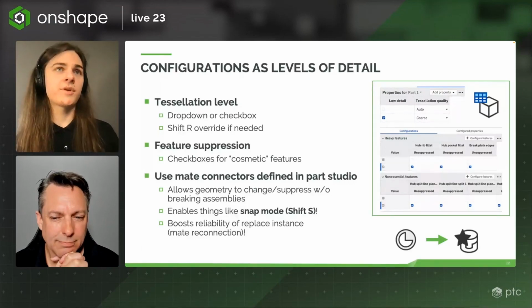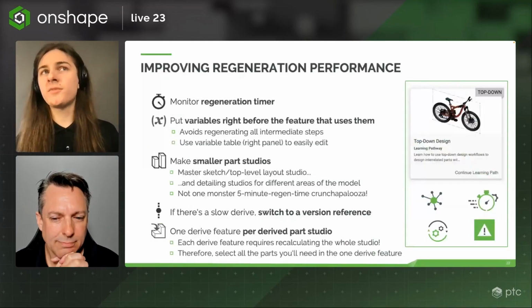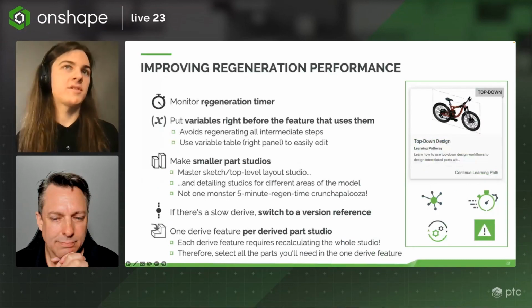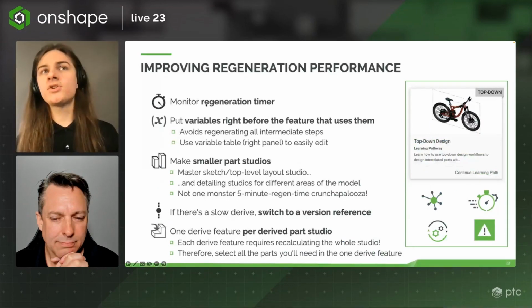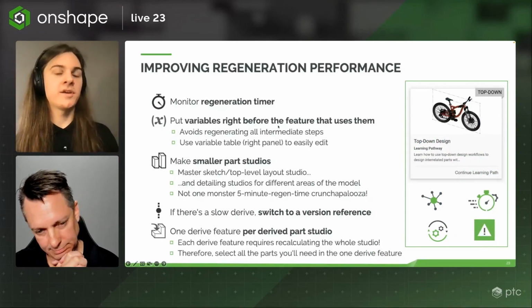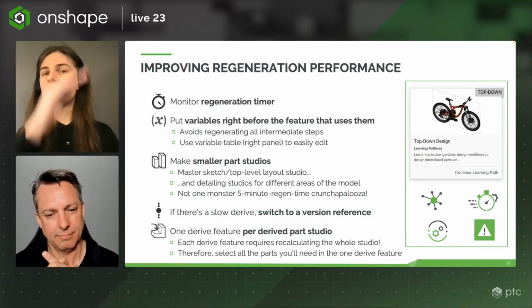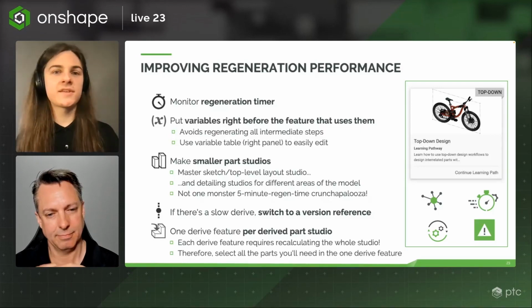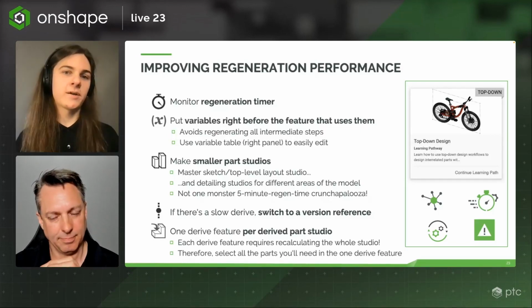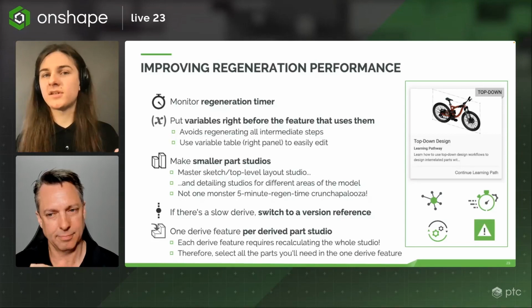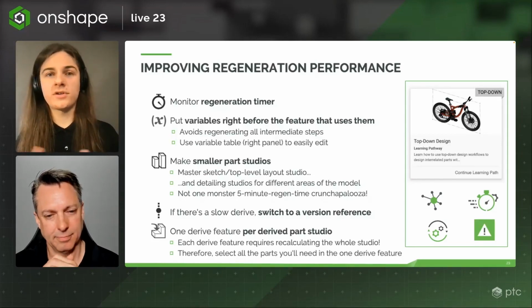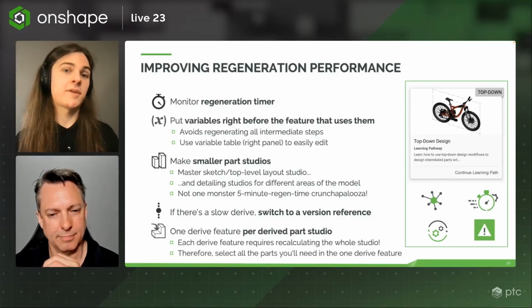As far as getting regeneration to run faster, monitor your regeneration timer and look at the features that are taking a long time to see if there's a better way to define them. Additionally, put variables right before the feature that uses them. If you put all your variables at the top of the feature tree, it means that every time a variable is changed, the entire tree needs to be regenerated. So if it takes 60 seconds to regenerate, and you put a variable at the top, but it's only used at the very bottom, it still takes a while. Of course, improvements are being worked on for this, but it is something to be mindful of today.